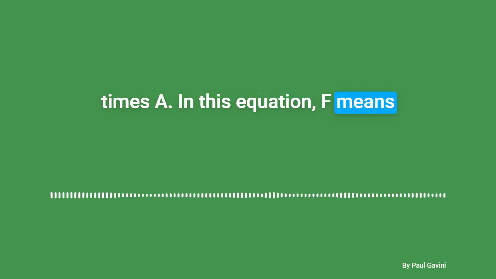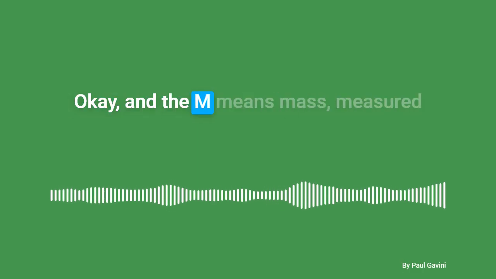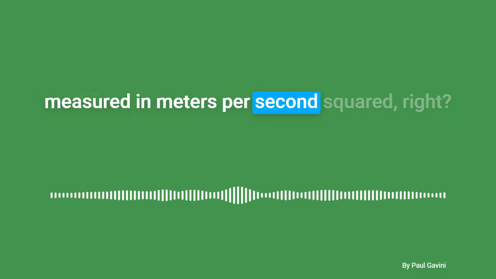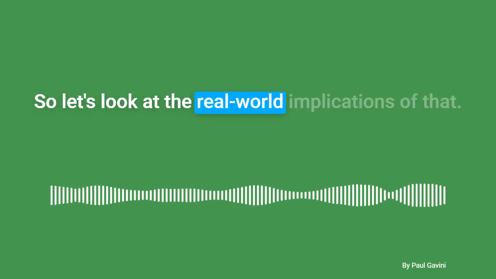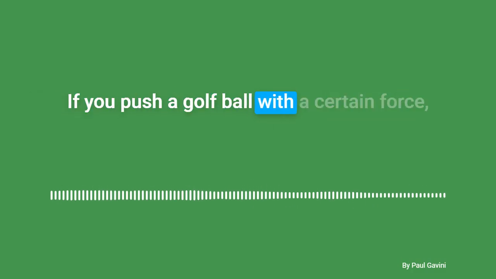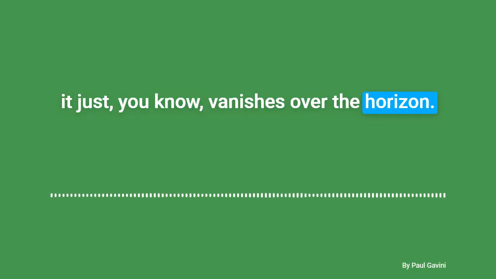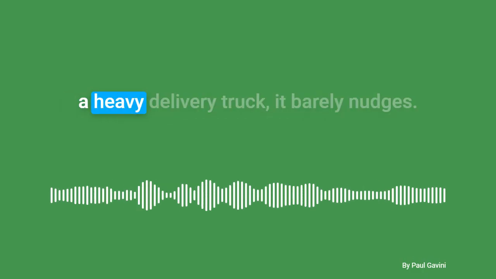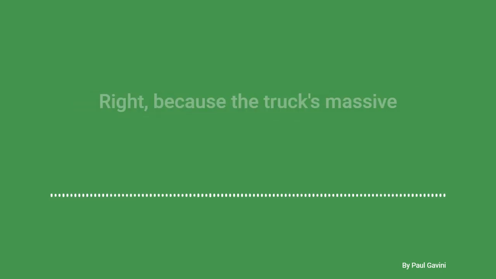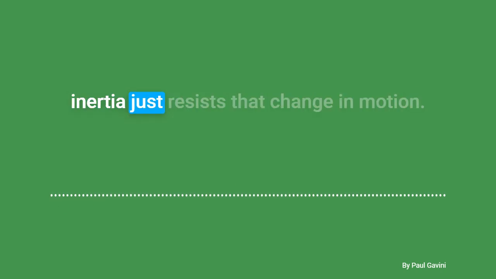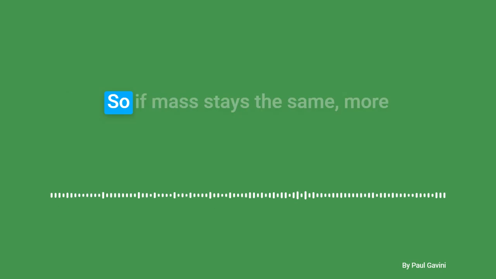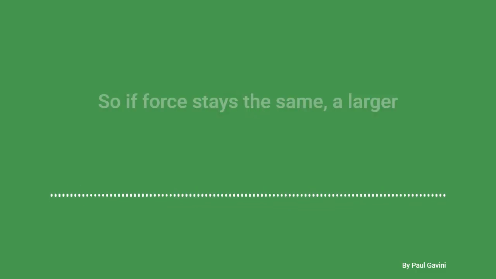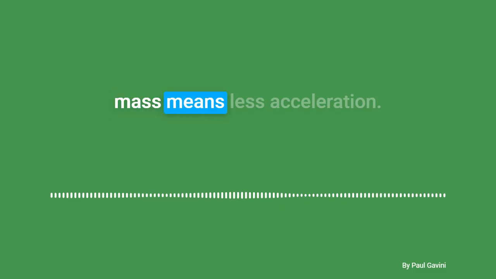In this equation, F means net force measured in newtons. Okay, and the m means mass measured in kilograms, and a means acceleration measured in meters per second squared, right? Exactly. So let's look at the real world implications of that. If you push a golf ball with a certain force, it just vanishes over the horizon. Yeah, it goes flying. But if I apply that exact same force to a heavy delivery truck, it barely nudges. Right, because the truck's massive inertia just resists that change in motion. So if mass stays the same, more force means more acceleration. Got it. So if force stays the same, a larger mass means less acceleration.